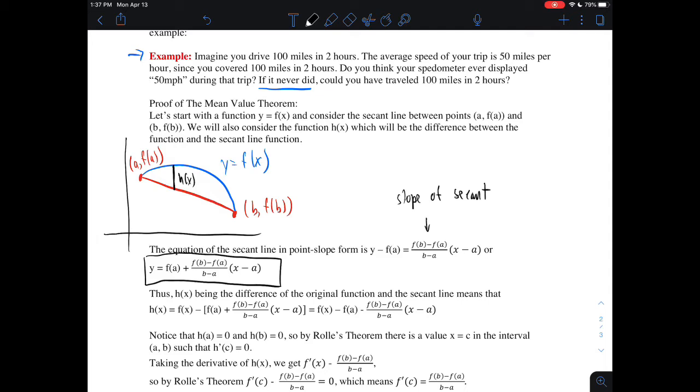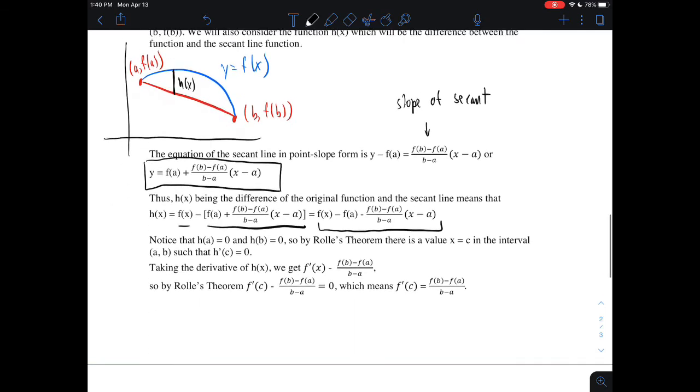Thus, h of x being the difference of the original function, f of x, and the secant line, means that we could actually rewrite h of x as f of x minus, here's the whole expression that I just boxed up. And rearranging that, I could write it in this form: f of x minus f of a minus the fraction f of b minus f of a over b minus a times x minus a.